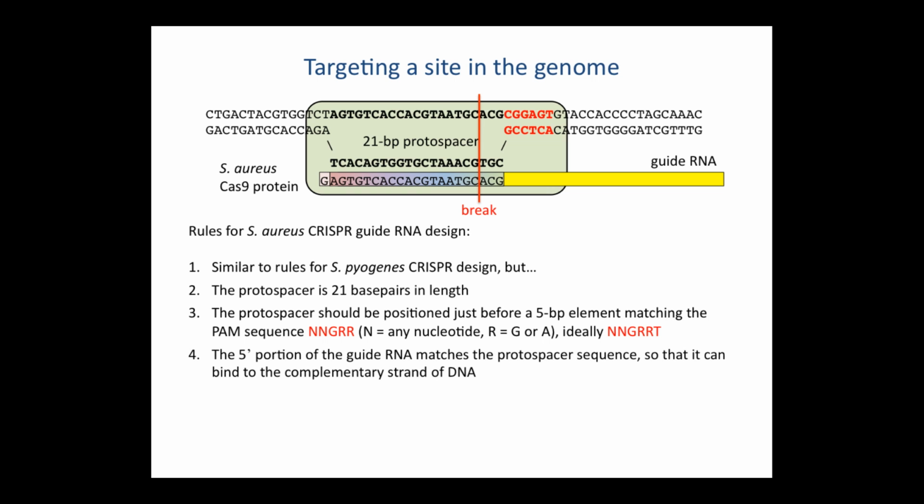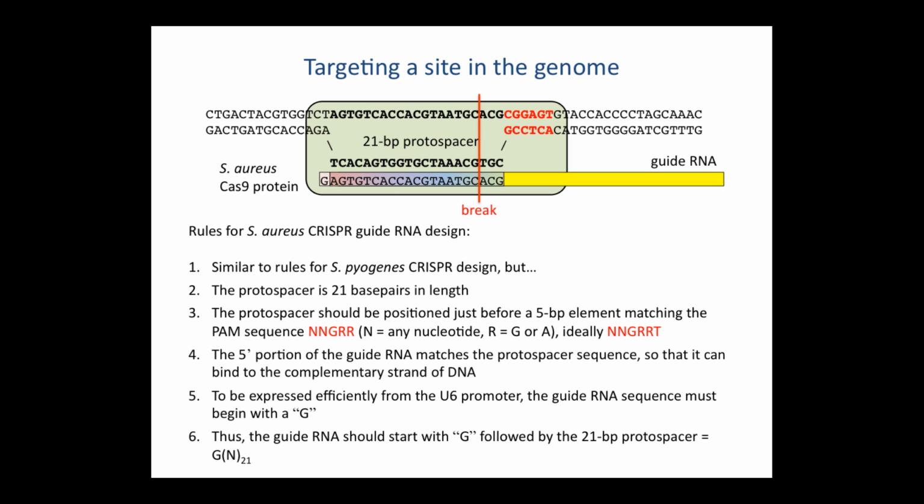As before, the 5' portion of the guide RNA must match the protospacer. Because you're still using the U6 promoter, the guide RNA must start with a guanine in order for it to be transcribed. Thus, you should add a G to the beginning of the protospacer, making it a 22 base sequence that you're placing at the 5' end of the guide RNA.